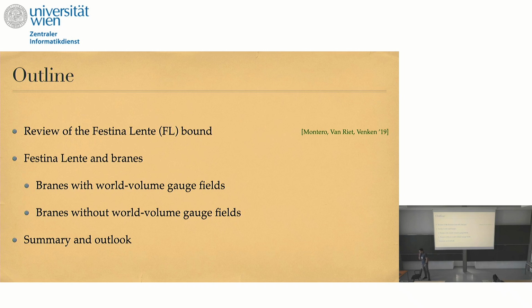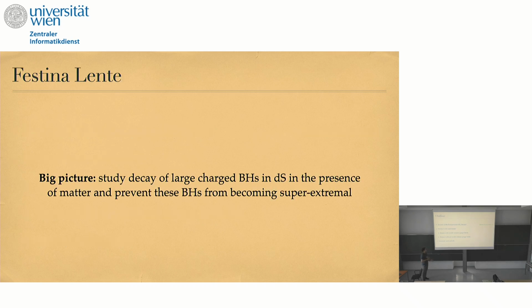Okay, so with this motivation in mind, this will be the plan for this talk. First, I'll start by reviewing Festina Lente in a little bit more detail. Then I will talk about how it can place bounds on the tensions of branes in de Sitter. We will consider two types of branes. The first ones will have gauge fields that live on their worldvolume, and the second ones don't. We'll get slightly different bounds in both cases. And then I will summarize and conclude. All right, so let's start with a review of Festina Lente, but also feel free to ask me any questions.